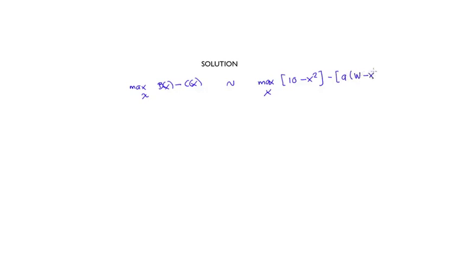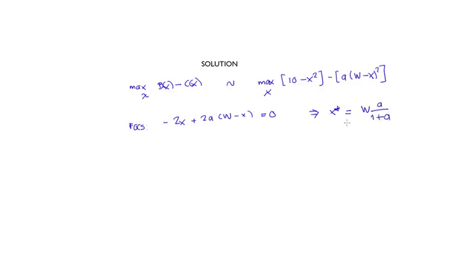(W minus X) squared. Now, to solve the problem, as we have seen, we need to take first the first order conditions, which in this case are given by just taking the derivative: minus 2x plus 2a(w minus x) equals 0. Now, if you do a little bit of algebra on your own and solve for this, this implies that x star should be equal to w a divided by 1 plus a.